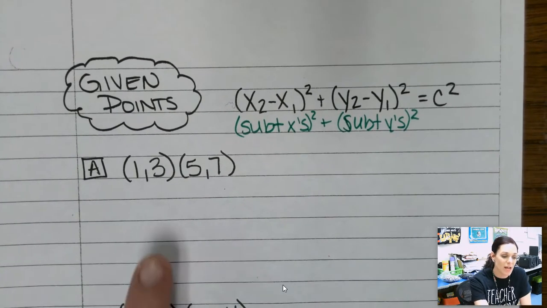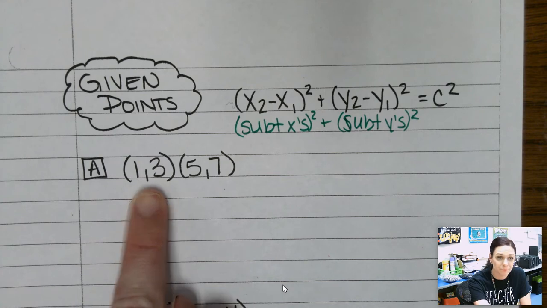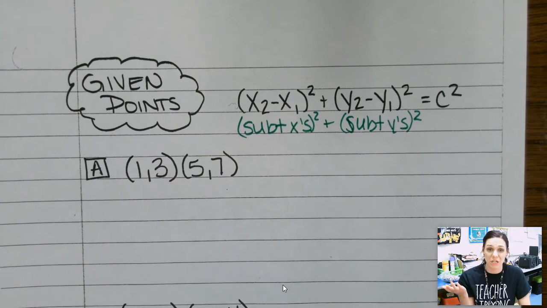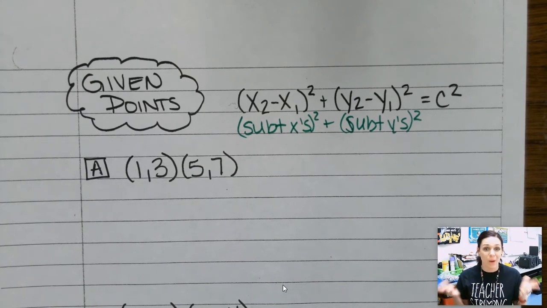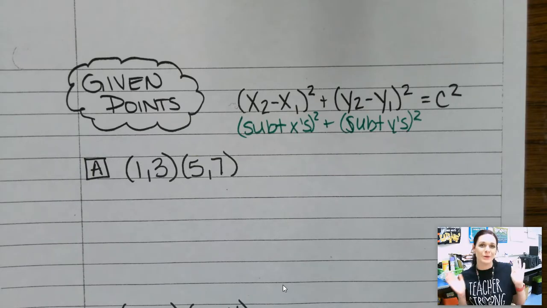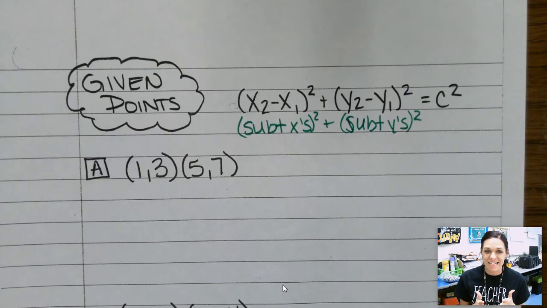All right, so I have 1, 3, and I have 5, 7, and the question is, what's the distance between these 2 points? Now, I could take out graph paper and use our first strategy, but I don't carry graph paper around with me. There's no app on my phone that goes, oh, graph these points. I need to be able to understand the concept behind this.